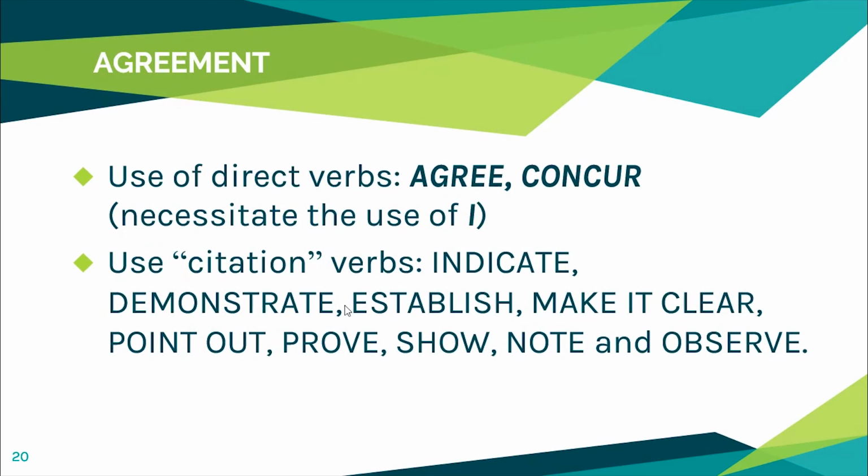So first of all, let's come to the agreement part. Basically, you could use direct verbs like I agree or I concur, because these verbs really necessitate the use of I. In order to avoid using the word I too much, which is not appropriate to a formal context, instead you could use citation verbs like indicate, demonstrate, establish, make it clear, point out, prove, show, note, and observe. Very straightforward, right?